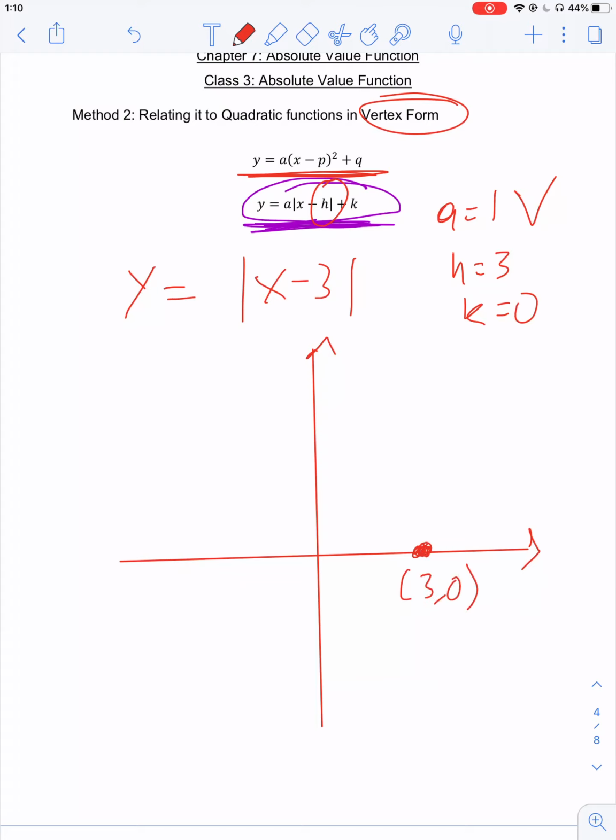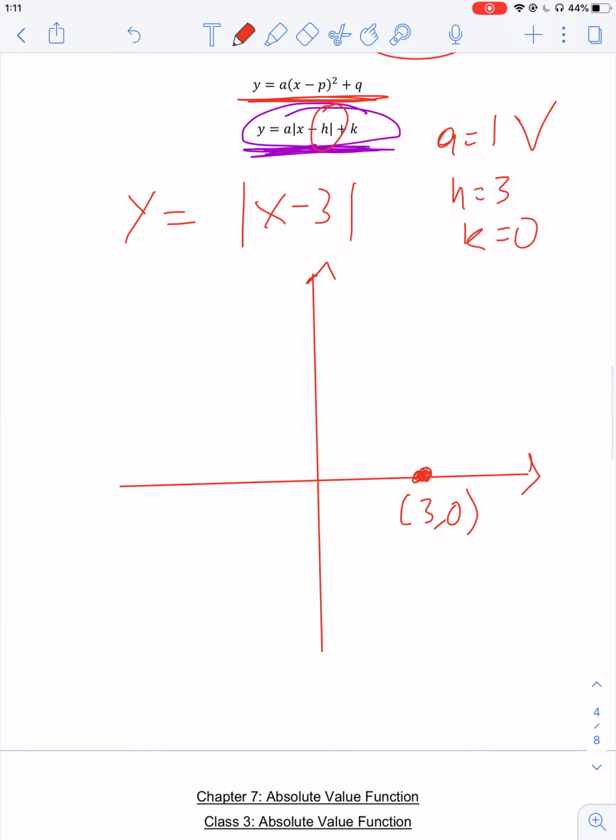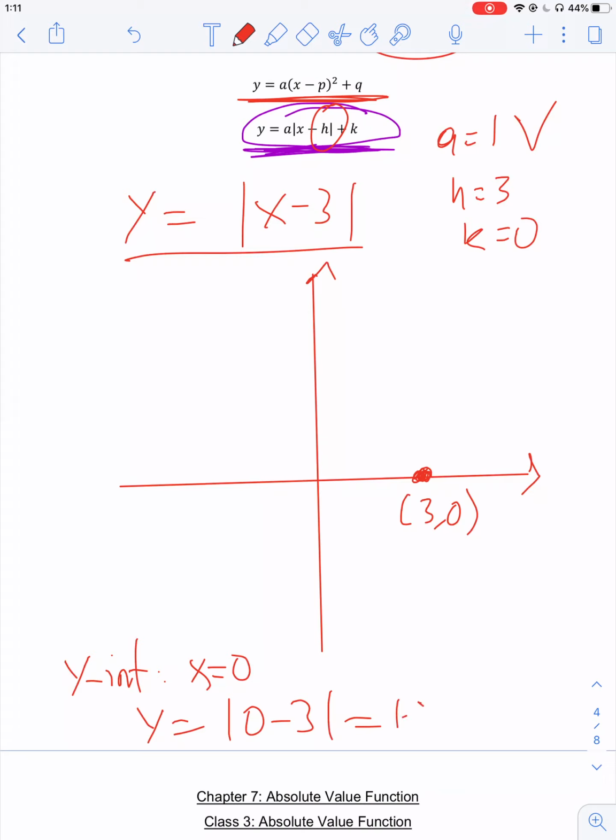Your absolute value will open upwards because your a value is positive, but you need another point. So if you want, you can just find the y-intercept. The y-intercept is given when x is equal to 0. So I'm going to find the y-intercept of this function by just replacing x by 0. And when I do that, this is just the absolute value of minus 3, which is equal to 3. So this is the point.